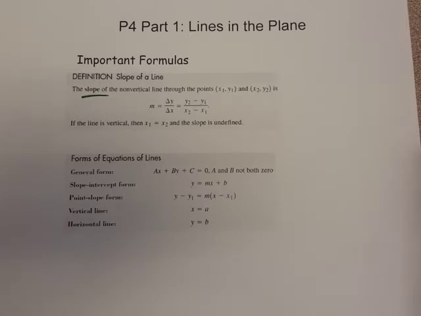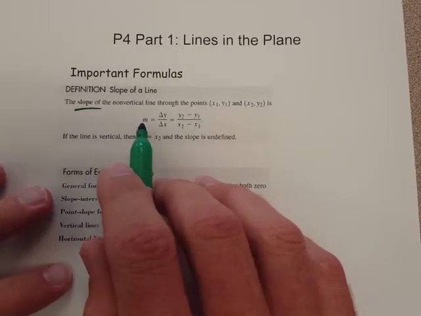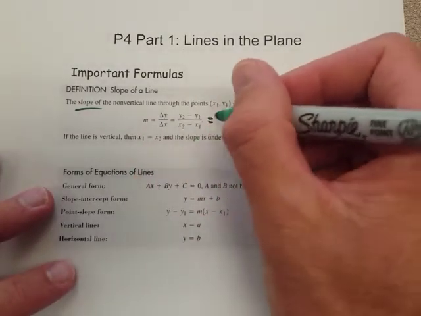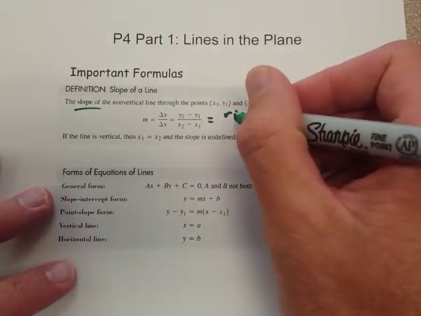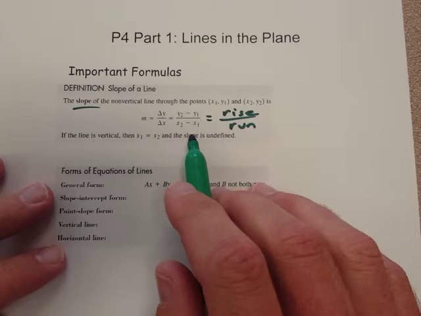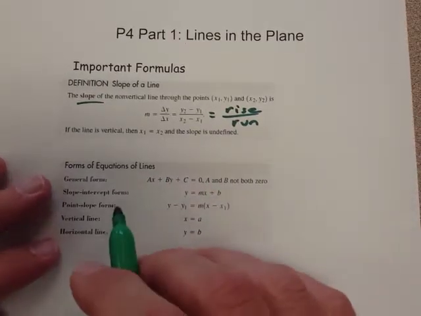So we've got the slope formula. We've got m equals change in y over change in x. A lot of us know that as rise over run. However you want to think about it, we need to know a way to find out the slope, and so that's just something we'll be using throughout.